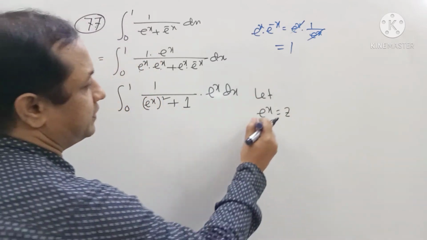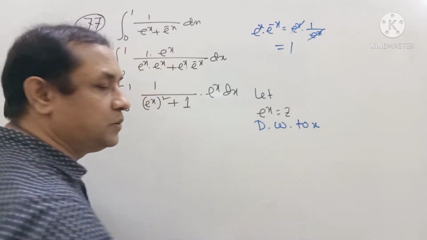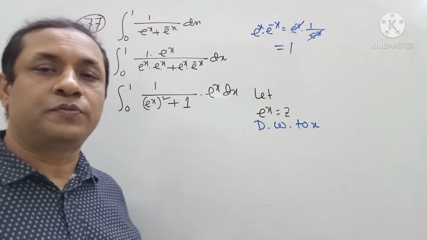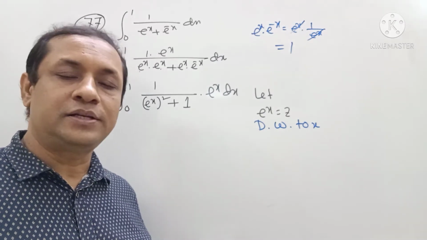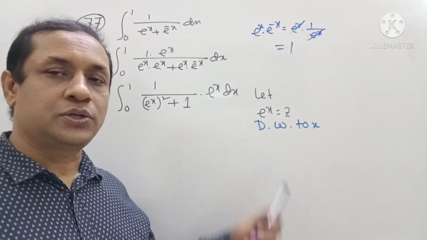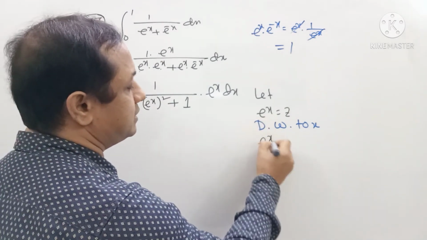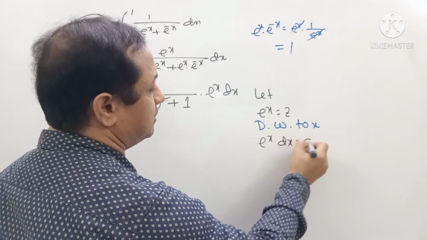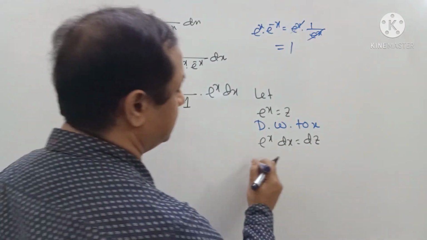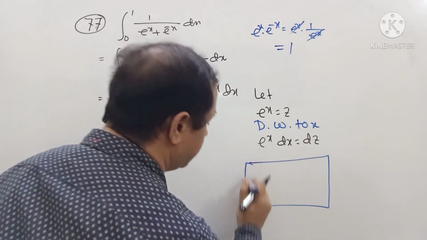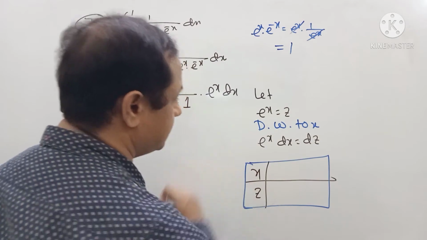So differentiating with respect to x, we know that d/dx of e to the power x equals e to the power x. You have learned this, student. So e to the power x dx equals dz. Now change the limit. Attention please, student, here x and z.